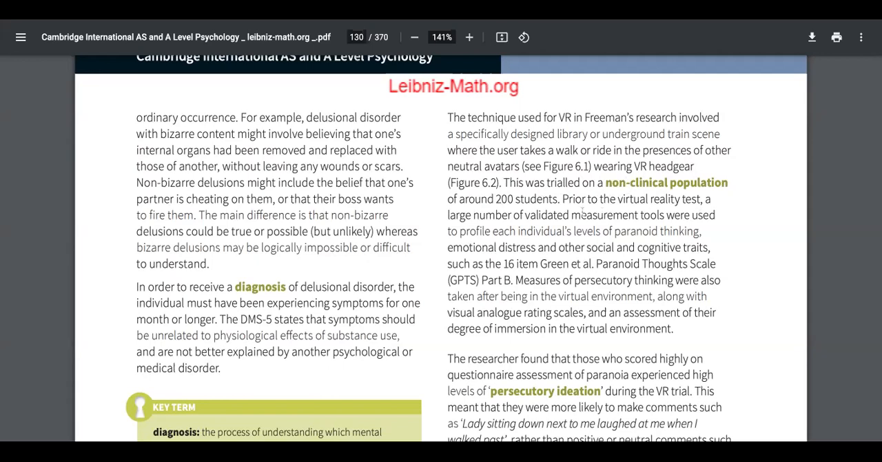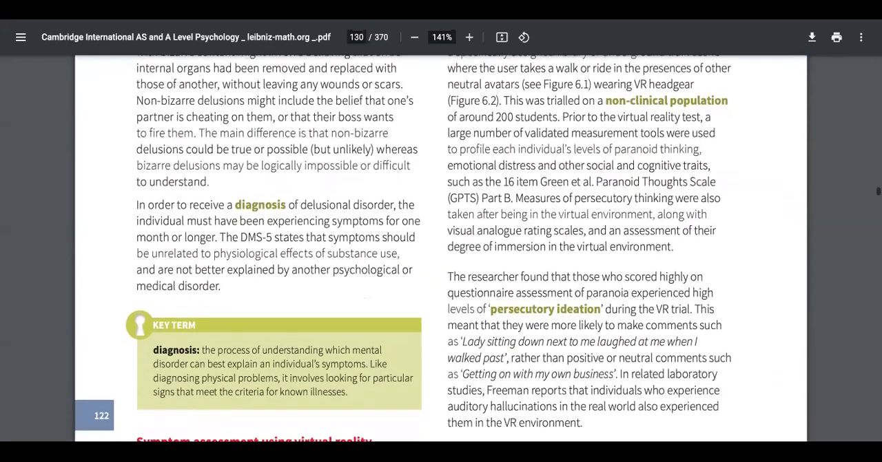Prior to the virtual reality test, a large number of validated measurement tools were used to profile each individual's level of paranoid thinking, emotional distress, and other social and cognitive traits, such as the 16-item Green et al. Paranoid Thought Scale, Part B. Measures of persecutory thinking were also taken after being in the virtual environment, along with visual analog rating scales and an assessment of their degree of immersion in the virtual environment.